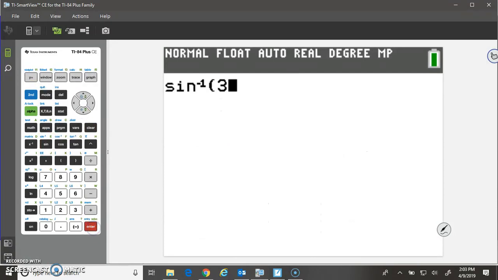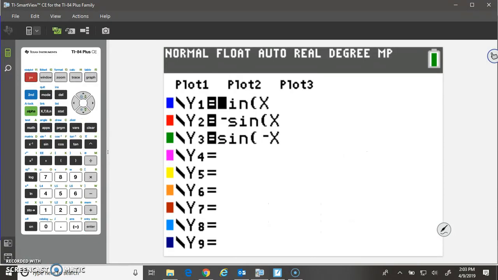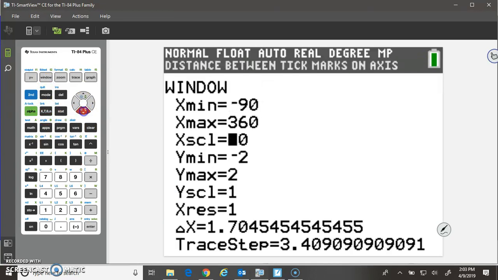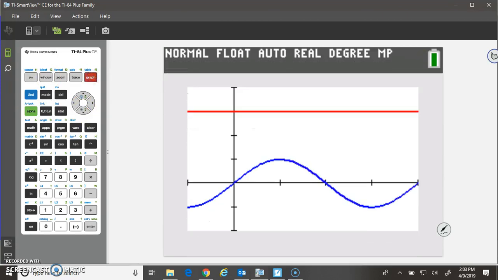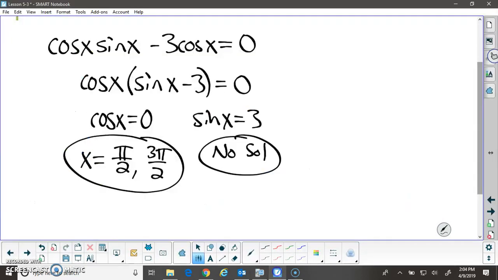And the reason you get an error is because if you were to graph this, here's a simple sine function. And if I put a horizontal line at 3, and if I just adjust my window to show that, you can see here's our sine wave, here's the horizontal line at 3. The blue line would never cross the red line.